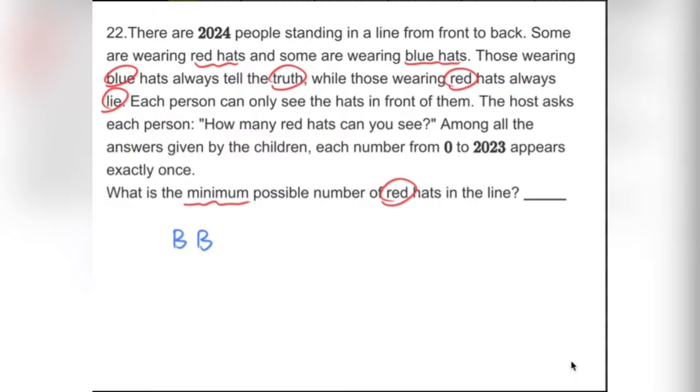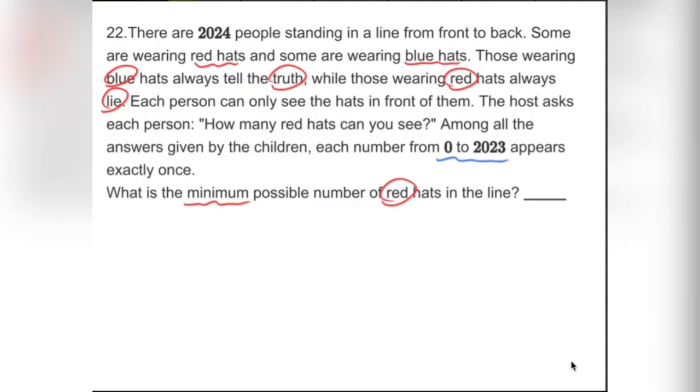Cannot. Why? If you put them together, they will tell you the same number, right? For example, if there is only one red hat in front, the blue one will say 1. The other blue one also says 1. But according to the question, there are so many different numbers from 0 to 2023, which means there cannot be two people wearing the blue hats together, right? So in this way, we know that for the minimum possible number of the red hats, they must be next to the blue one, right?